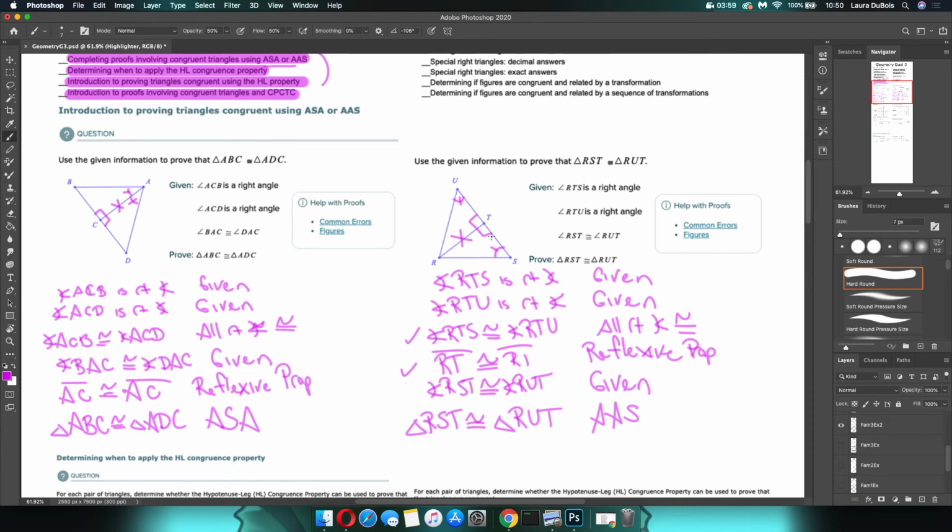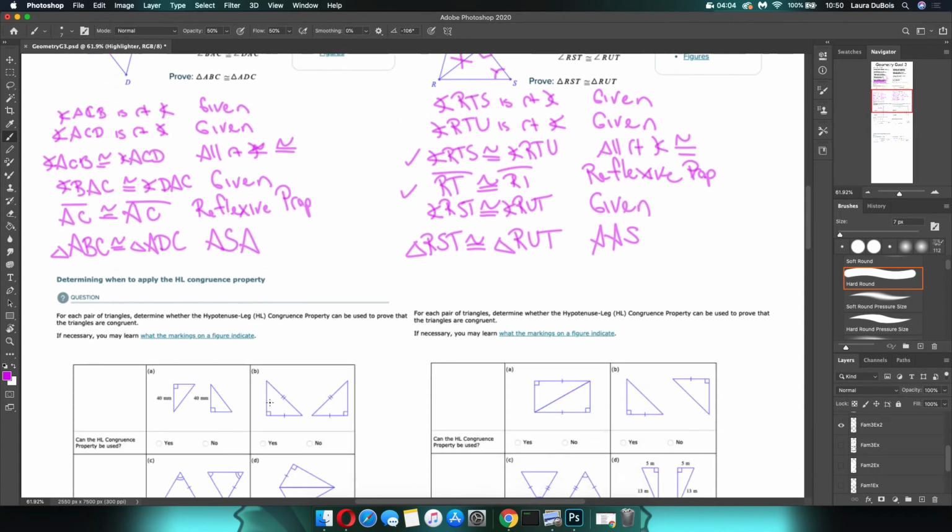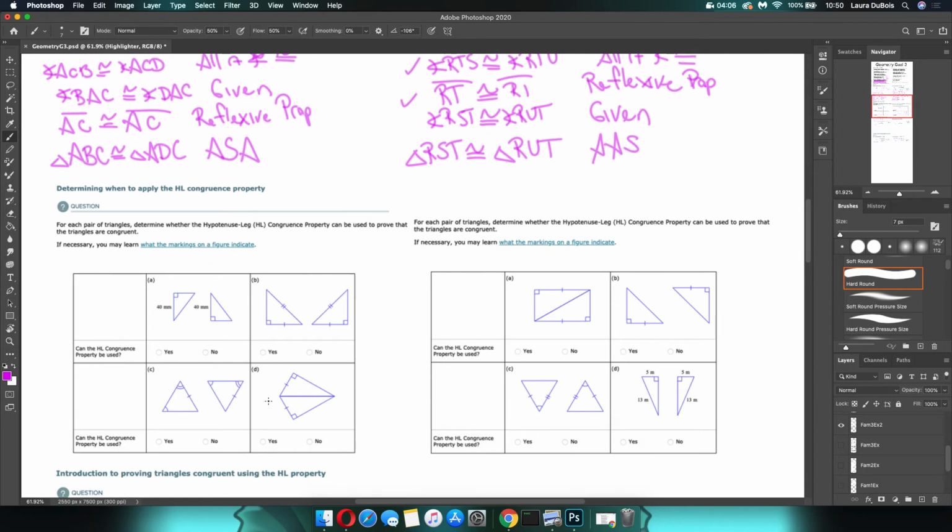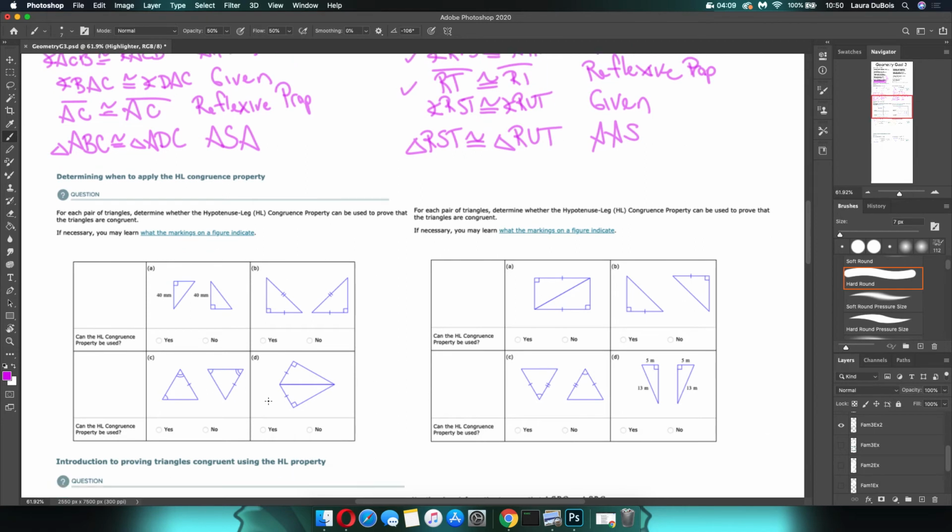Okay, so now that we have the bare bones basics between this video and the last one, we want to talk a little bit about a new one, which is called hypotenuse leg. What you're looking for is you need three things. You need a right angle, you need the hypotenuse to be congruent, and you need one leg to be congruent. That's what we're looking for. So if we're looking over here, can it be used? We have the right angle and we have a leg, but do we have the hypotenuse? Nope, so we don't have enough.